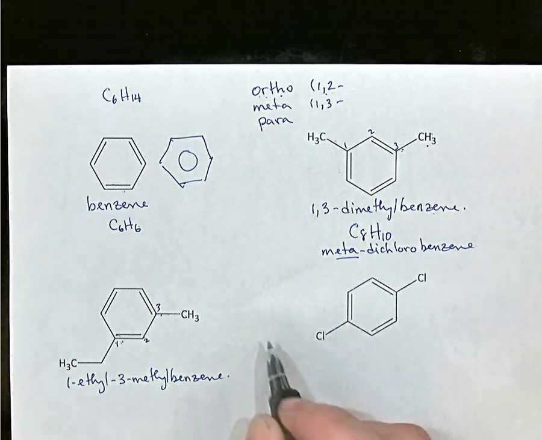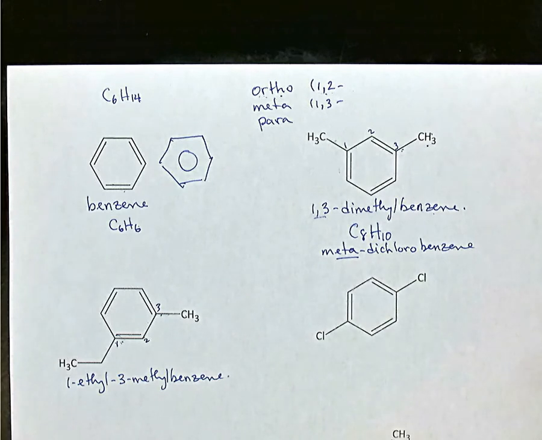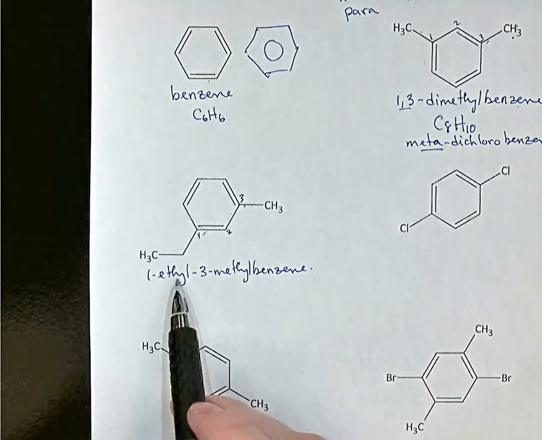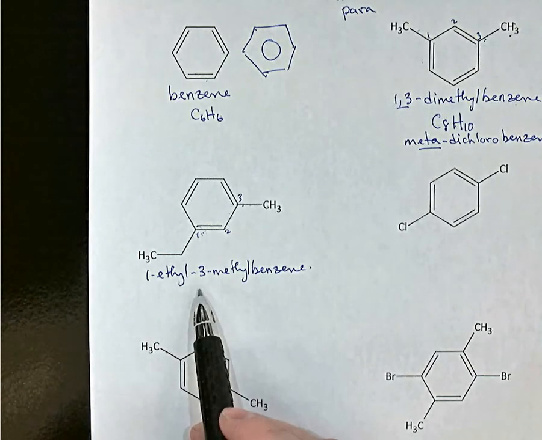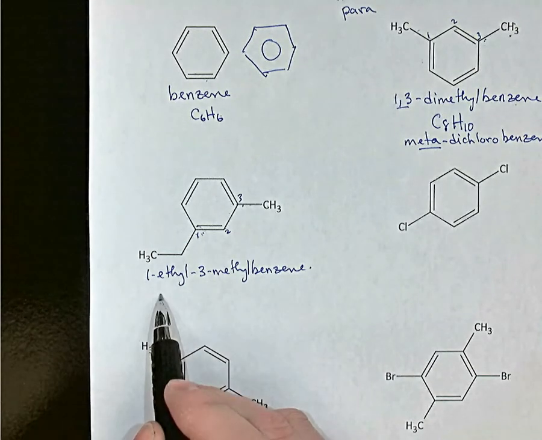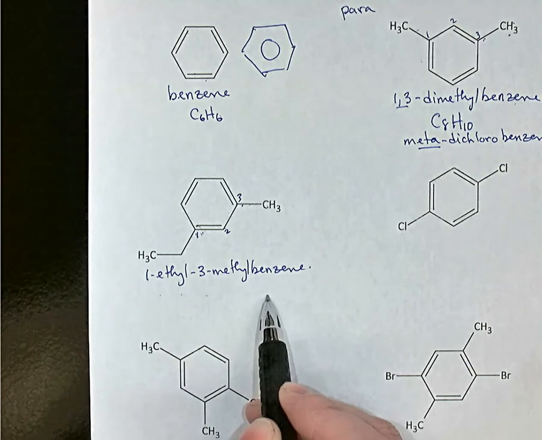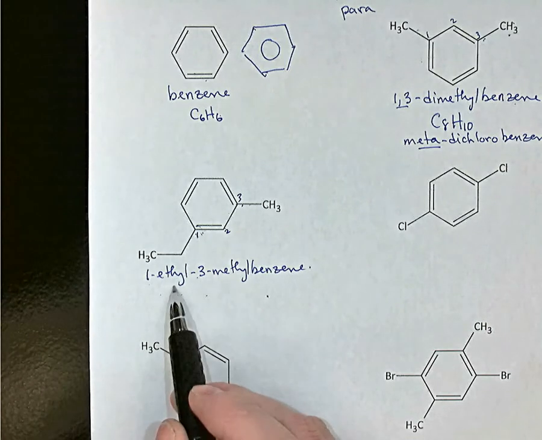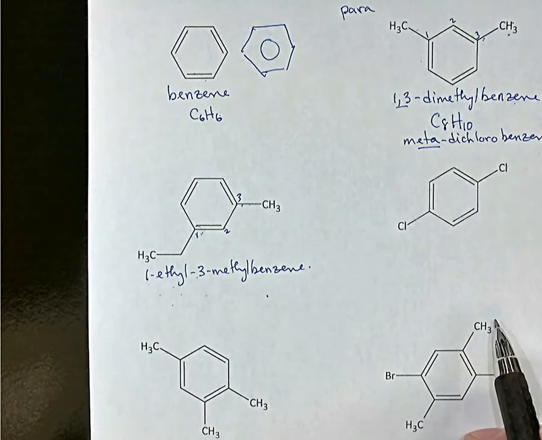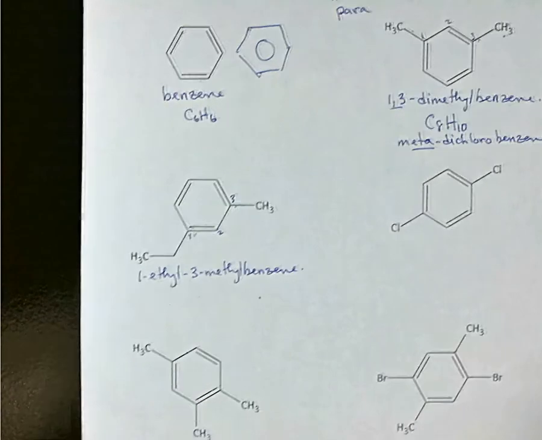And the meta would mean 1,3. Okay? Same thing down here. The ethyl and the methyl were separated by 1 carbon, so we could have called this meta-ethyl-methylbenzene. Okay? Meta, because they're in the 1,3 position. So meta-ethyl-methylbenzene would be its name using the older convention.